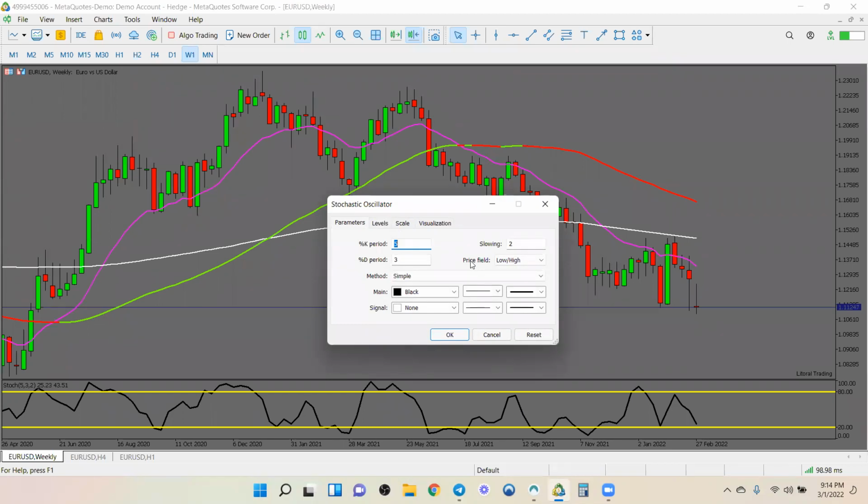So the very first thing I want you all to do, I want you to notice the parameters. Where it says the K period should be on 5. Your D should be on 3, and slowing should be on 2.